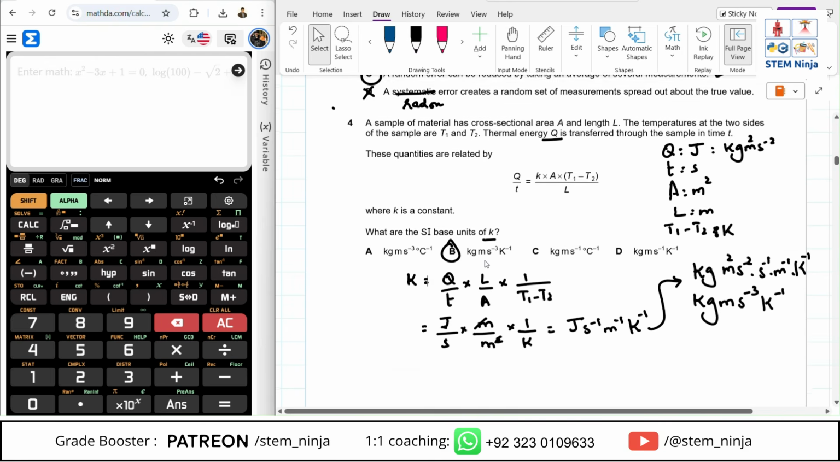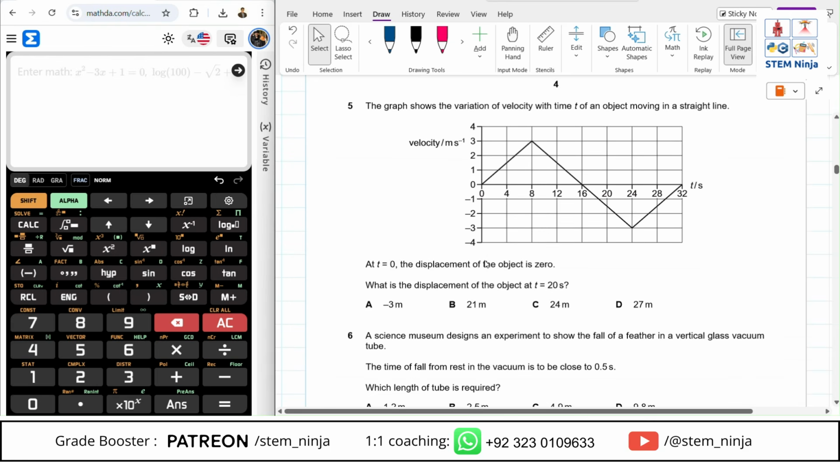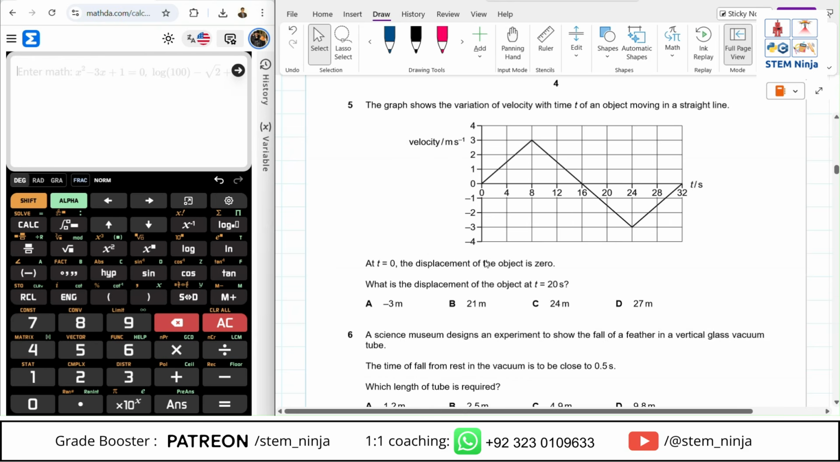All right, moving on. The graph shows the variation of velocity with time t of an object moving in a straight line. At t equal to 0, the displacement of the object is 0. What is the displacement of the object at t equal to 20 seconds?